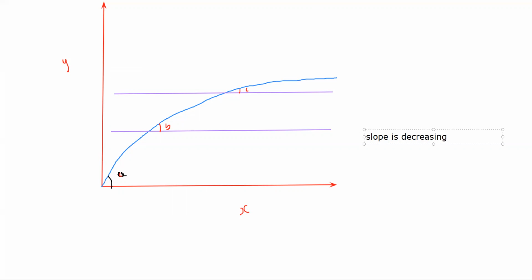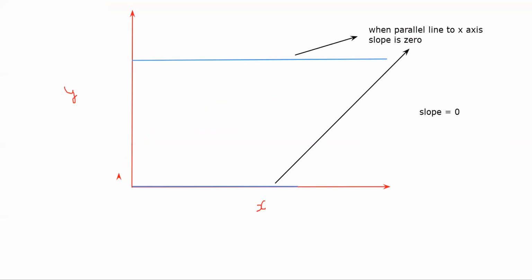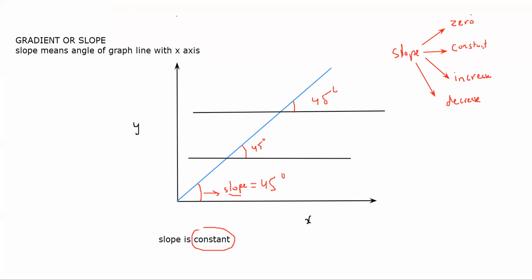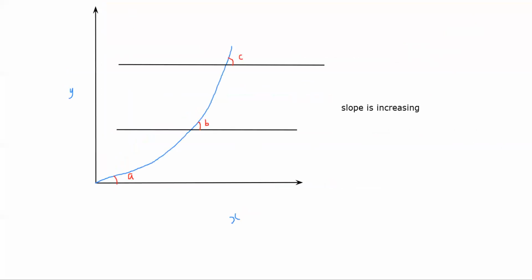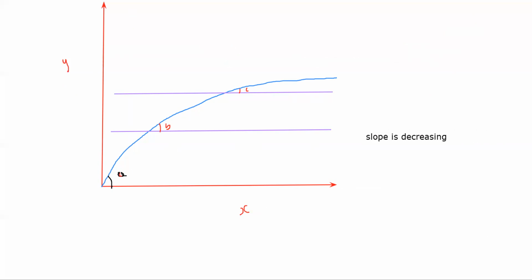So slope of a graph may be constant. It might increase, it might decrease, or it might be 0. So the first one I showed, when it's a straight line, it's a constant. The second one, it's a horizontal line, 0. The third one, slope is increasing and the slope is decreasing. Then there can be another type of graph in which the slope might increase or decrease or be constant.